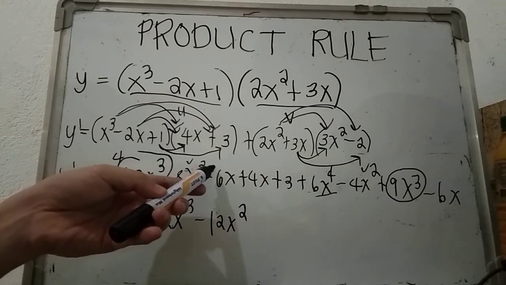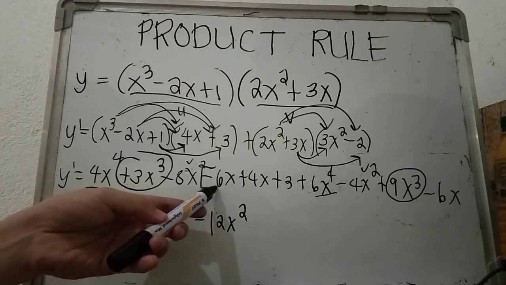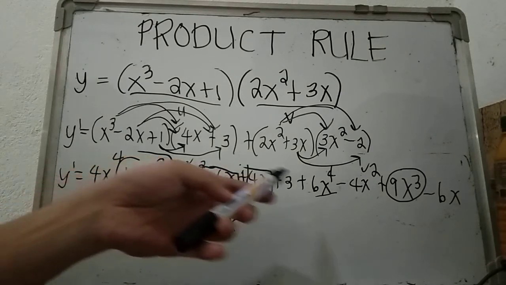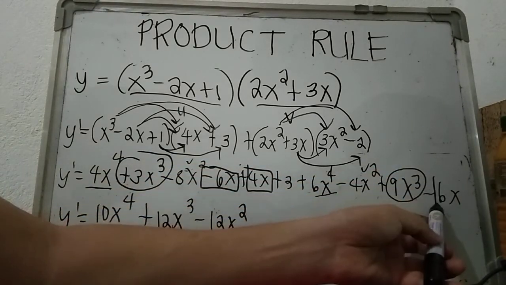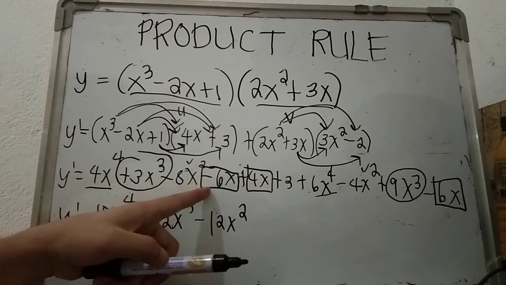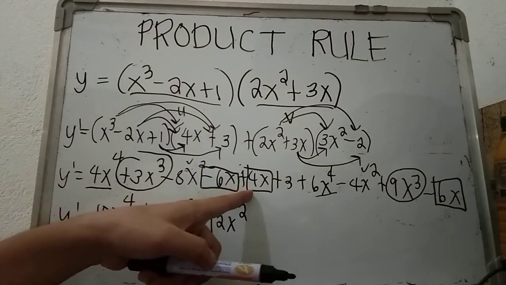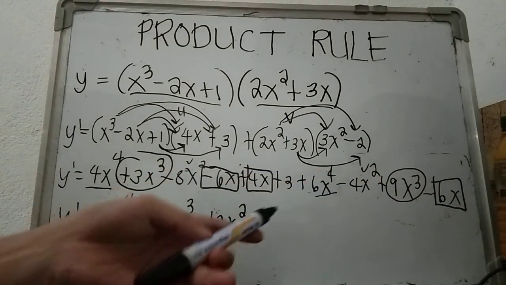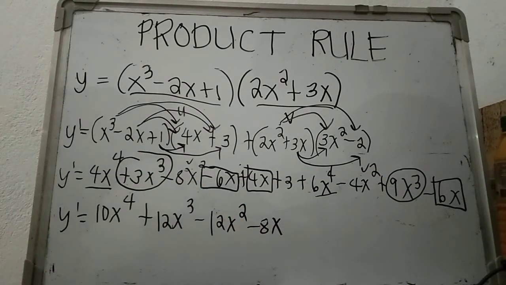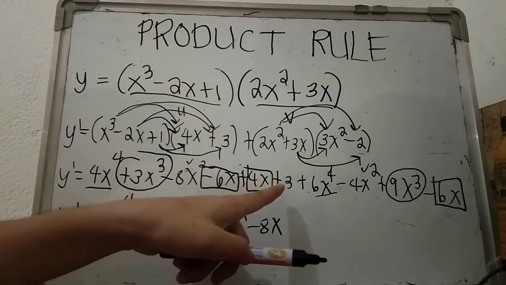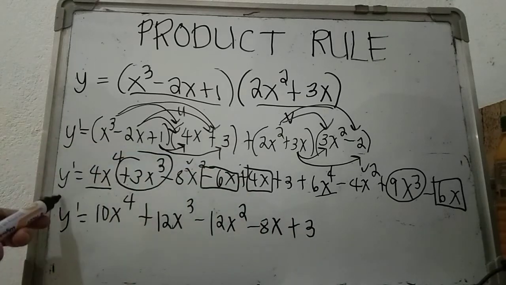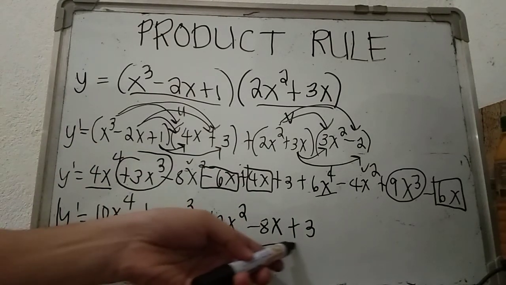And then this part can be combined with 4x and negative 6x. So negative 6 plus 4 is negative 2x, minus 6x, so that's negative 8x. And then we copy the only constant with it, which is 3. So this is now our derivative.